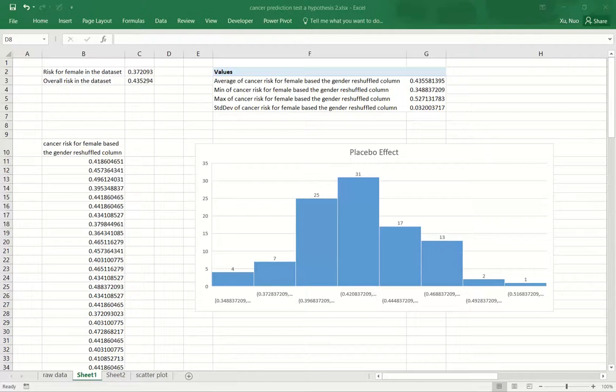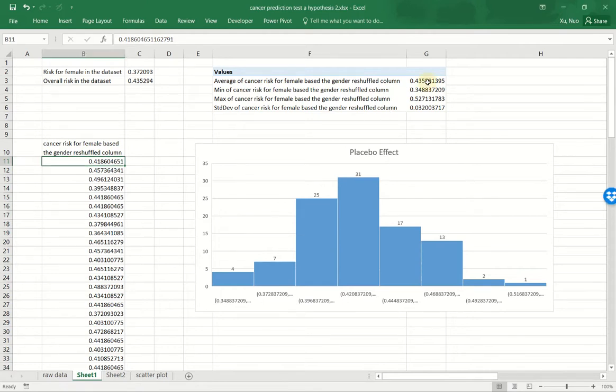In the previous lecture, we used an Excel macro to produce 100 results from the random gender reshuffle column, which I copied into this worksheet here. I also copied the actual risk for female gender in the dataset, which is this number. Also, the overall risk in the whole dataset is this number. So in order to make sense of these 100 results, I produced a number of basic statistics using a pivot table here. I also provided a histogram shown here. I retitled it placebo effect.